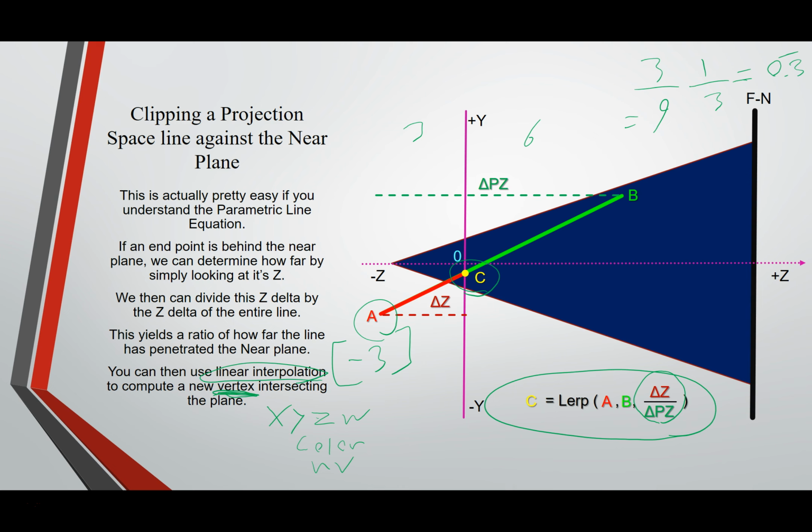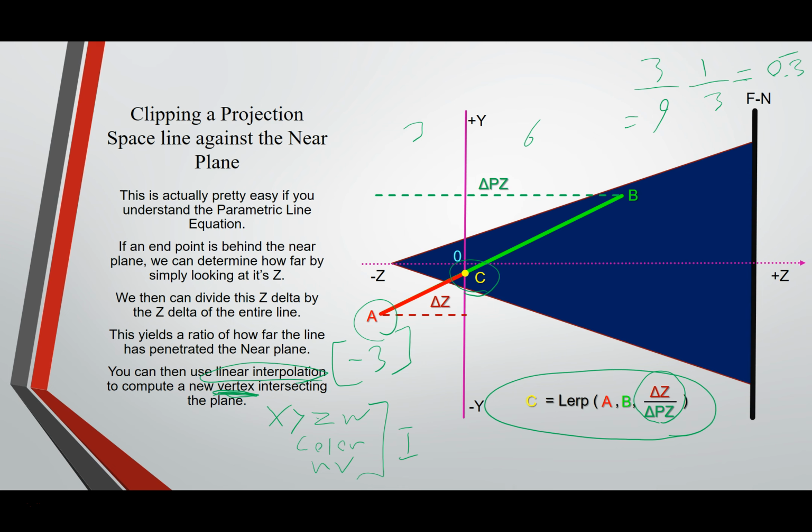So that's important. Not only do you have to interpolate the position, you also have to interpolate any attributes. Remember that C is going to be a brand new vertex, so it has to have appropriate values for whatever other attributes are attached to that vertex as well. So make sure you interpolate all of those things by this 0.3 repeating that we found. But really, that's it. So that's pretty cool.